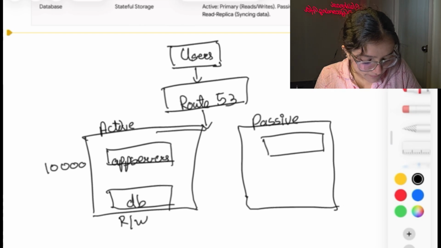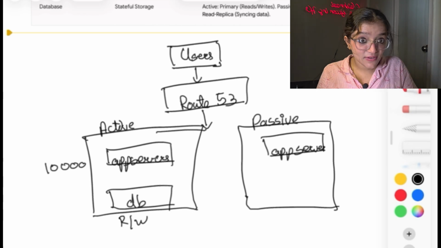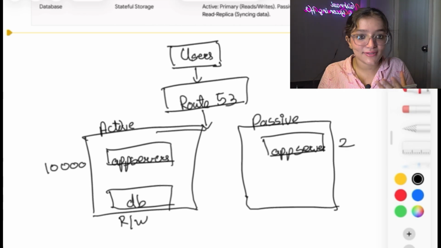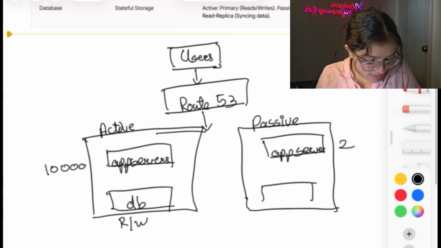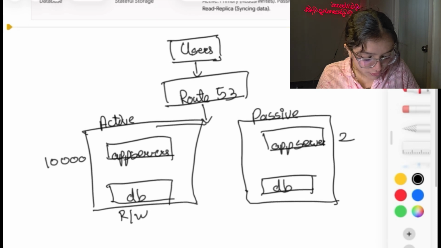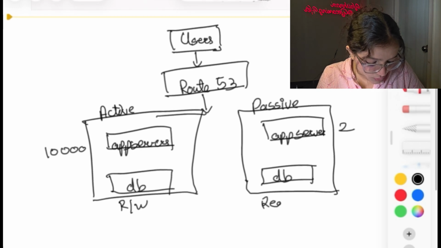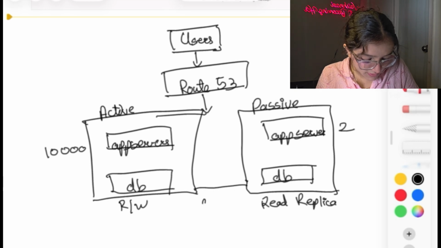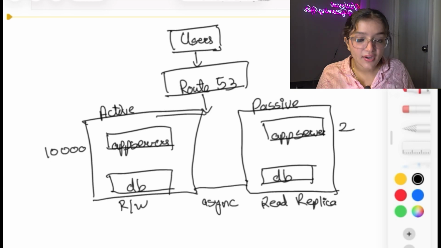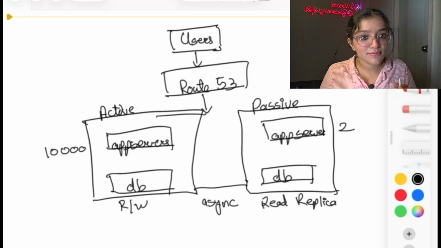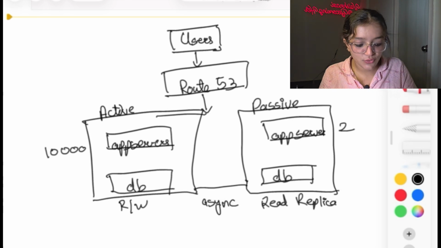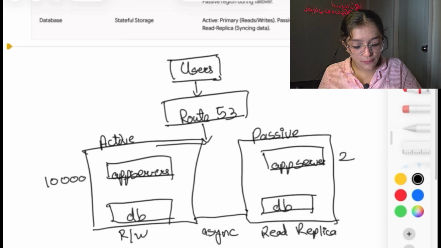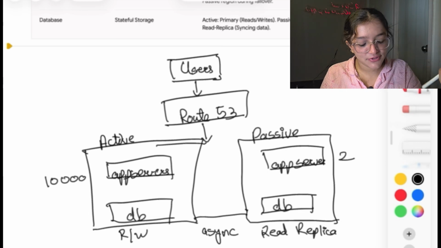Now this is our passive system, which will have the app servers, but the app server number will be very much less because it is not currently handling anything. And the DB is not going to be the main, but it is going to be a read replica. When I say read replica, the data here is async, but it can only read; it cannot read and write because it is passive. Now suppose an unfortunate incident happens and this is crashing. We will see how this works.